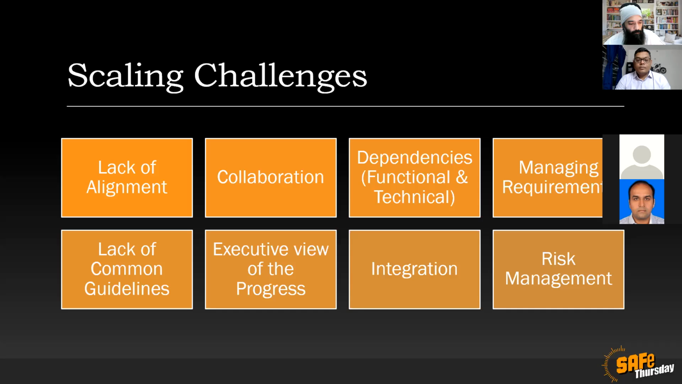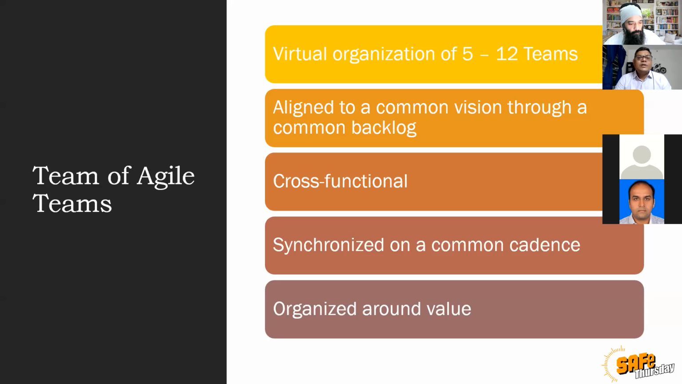That's why what we suggest, or what SAFe suggests, is bring all these teams together and form a team of agile teams. Right? All these cross-functional self-managed teams, the agile teams, bring them together and form a team of teams. And it could be a virtual organization of 5 to 12 teams. And they are aligned to a common vision through a common backlog. And this entire team of teams is also cross-functional, and they are synchronized on a common cadence. They have to have the same cadence, and they also need to have the same synchronization.